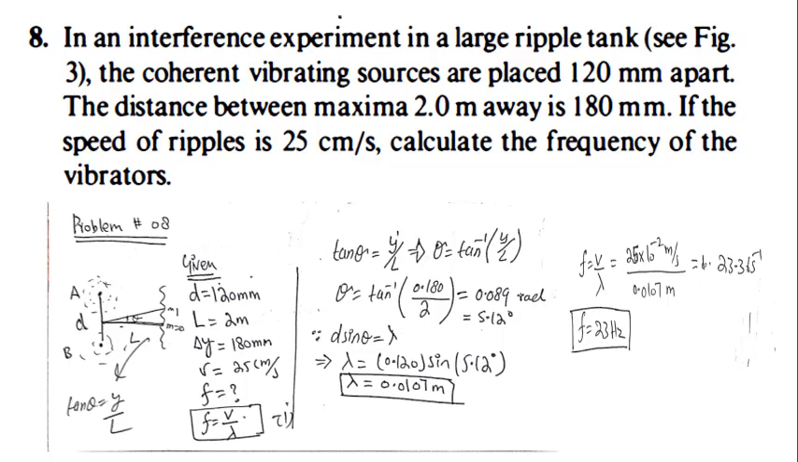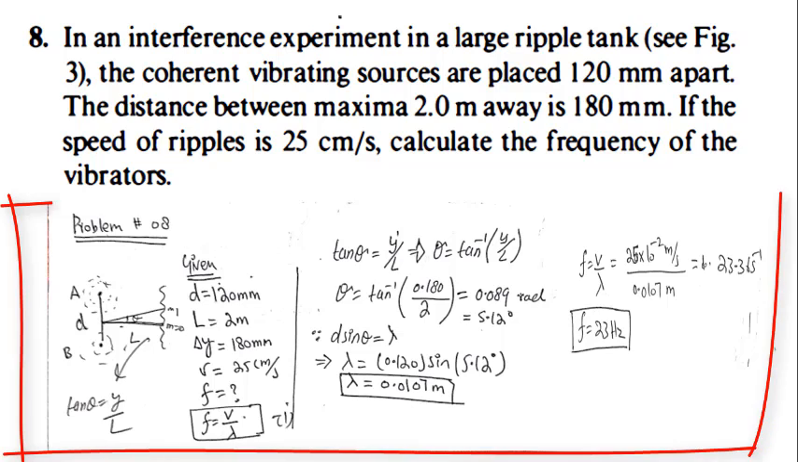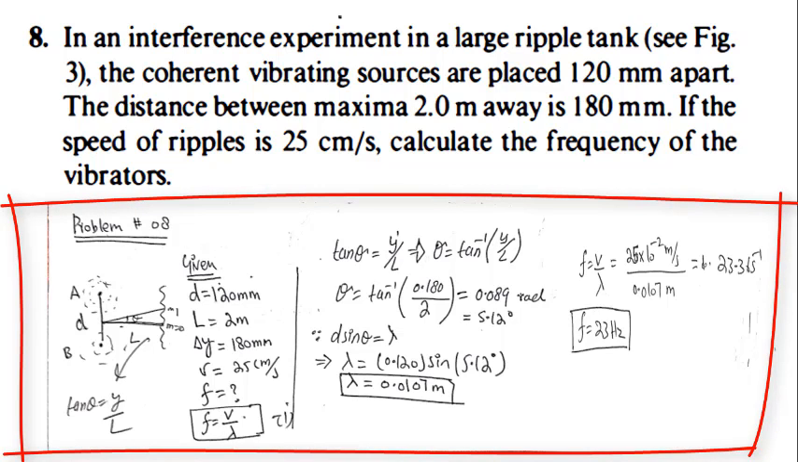If the speed of ripple is 25 centimeter per second, calculate the frequency of vibrators. Since we know that frequency is equal to speed over lambda, and speed is given, all we have to do is to find the lambda. So from this triangle, you know that tan theta is equal to y by L. Y is given, L is given. So this gives me theta is equal to 5.12 degree. You have to solve this.